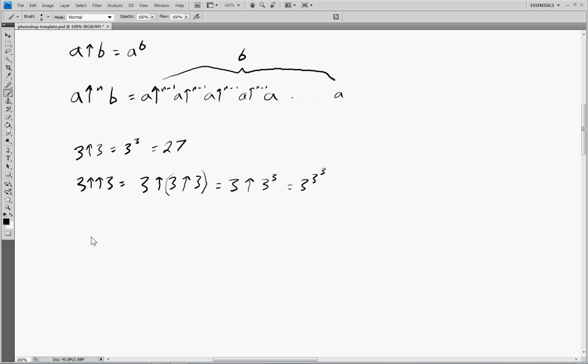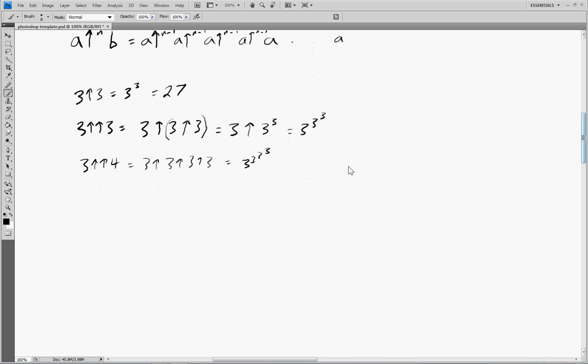So kind of neat. Just for instance, if we had 3 double up arrow 4, this would be 3 up arrow, 3 up arrow, 3 up arrow 3. And that would equate to a tower of 4 3's. So 4 3's in a stack, exponentiated. So pretty cool. Let's move on to 3 arrows now.